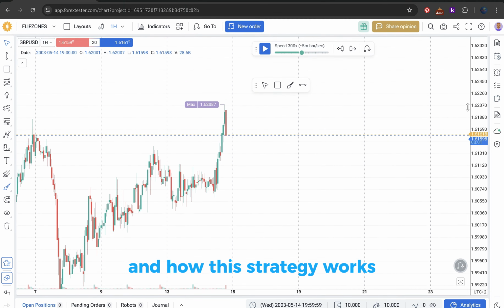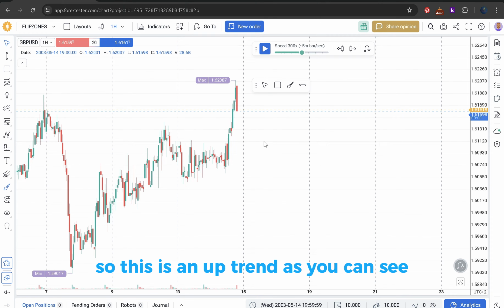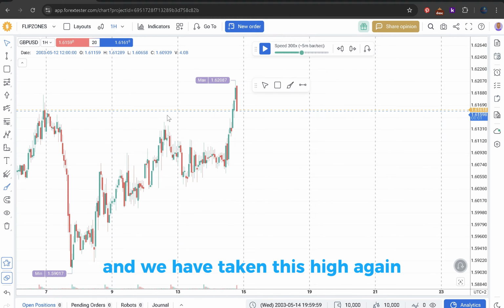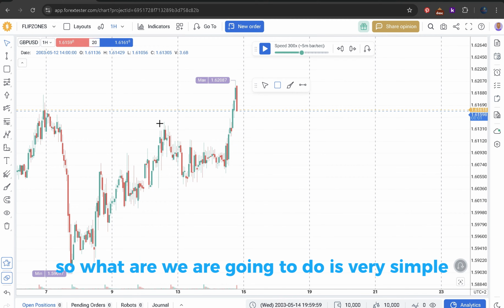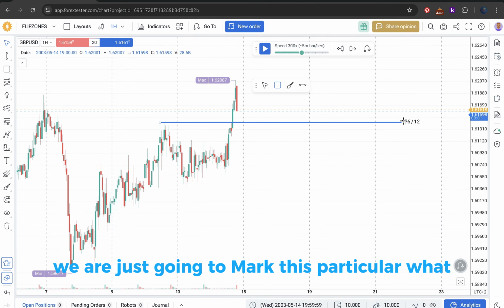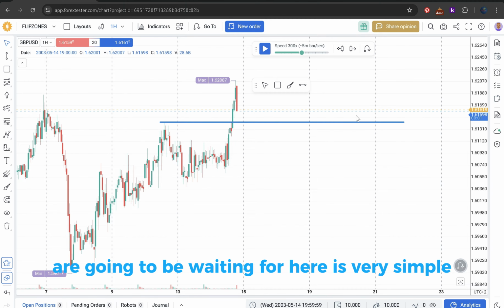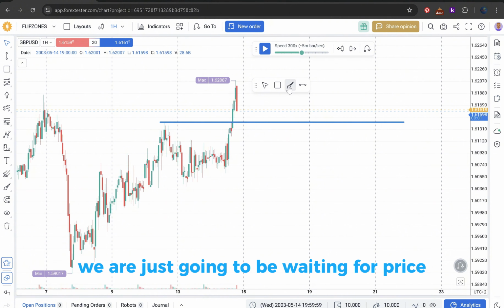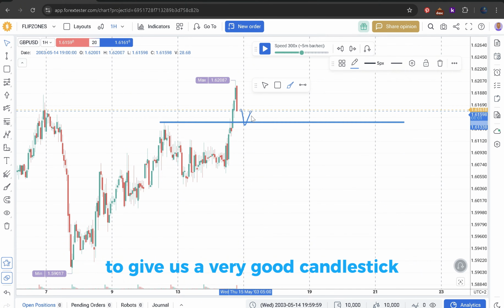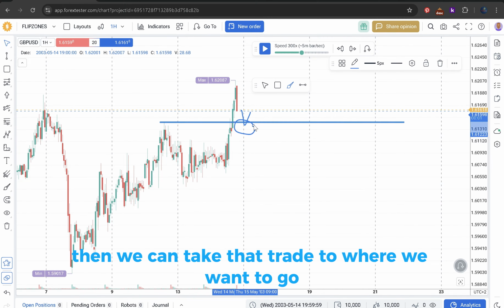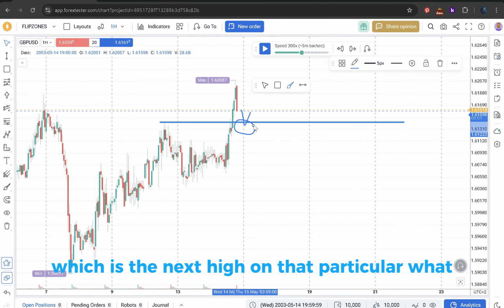This is an uptrend. As you can see, we have taken this high and we have taken this high again. What we are going to do is very simple. We are just going to mark this particular high, and we are going to wait for price to give us a very good candlestick reversal pattern at this zone. Then we can take that trade to where we want to go, which is the next high on this chart.